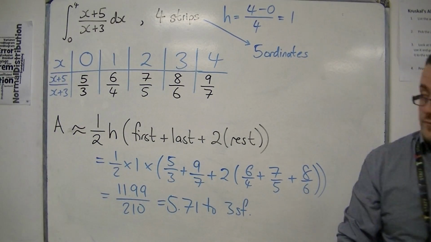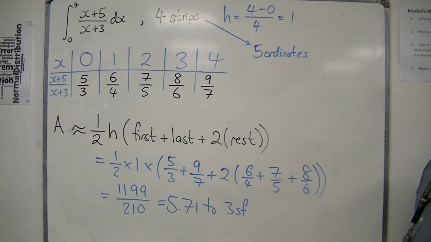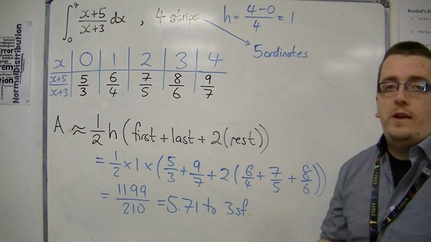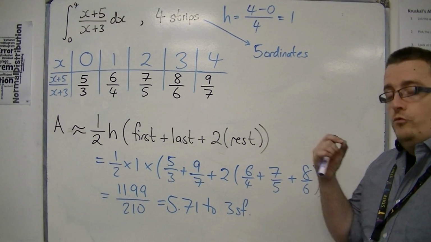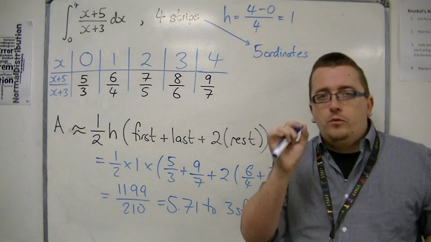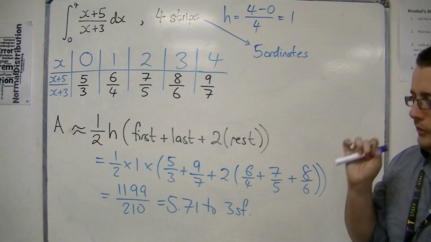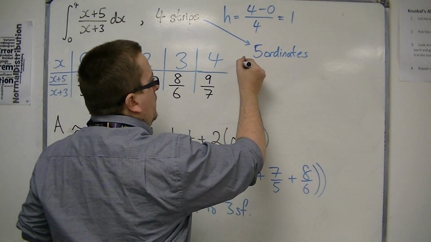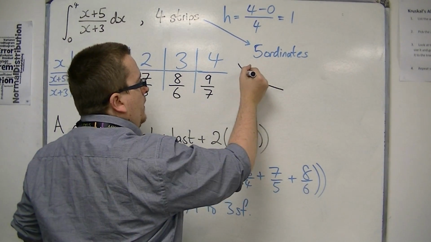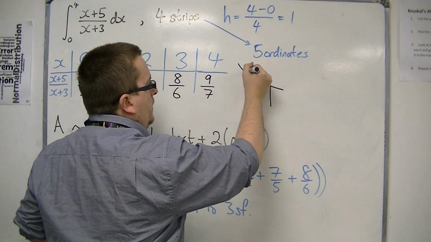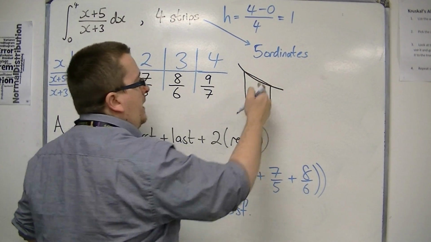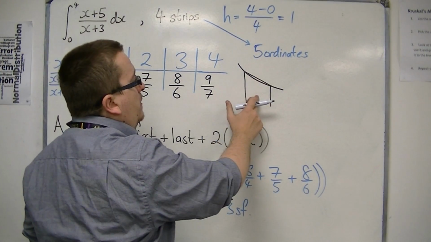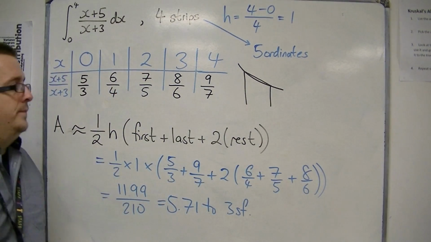Now, one thing that you might be asked to do is to determine whether this is an overestimate or an underestimate. And really this is a technique of how well you can spot what the graph is doing. Now, if the curve is going downwards and I draw a trapezium, then the top of the trapezium would go over the top of the curve. And so the area of the trapezium would give me an overestimate.